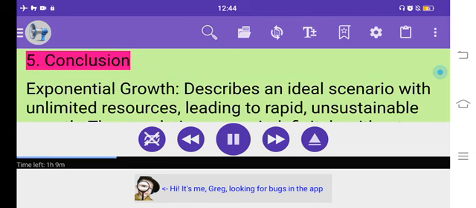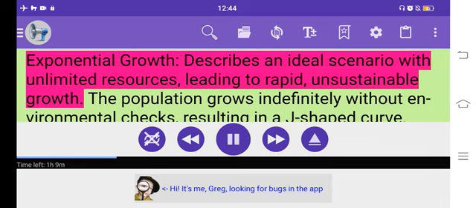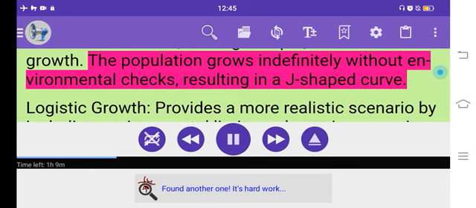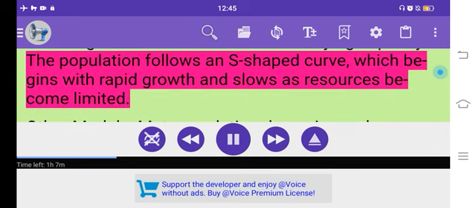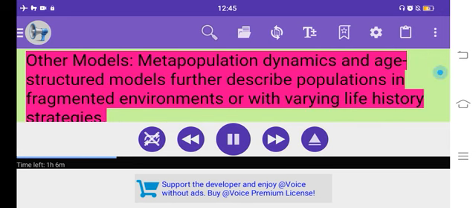5. Conclusion. Exponential growth describes an ideal scenario with unlimited resources, leading to rapid, unsustainable growth. The population grows indefinitely without environmental checks, resulting in a J-shaped curve. Logistic growth provides a more realistic scenario by including environmental limits and carrying capacity. The population follows an S-shaped curve, which begins with rapid growth and slows as resources become limited.